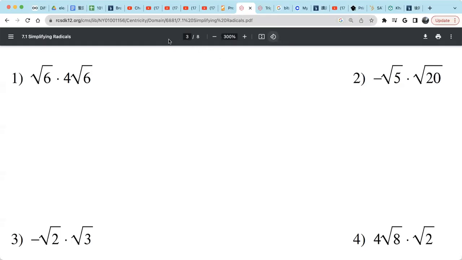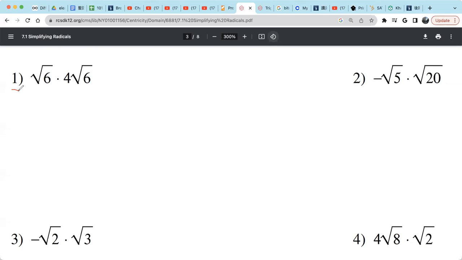Multiplying radicals. Remember, when we add or subtract radicals, we need like radicals. But not for multiplication and division, just like dealing with variables. When we add or subtract variables, we need the terms to be like terms, right?